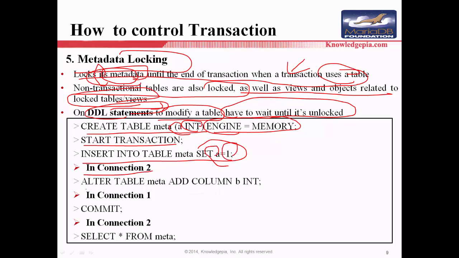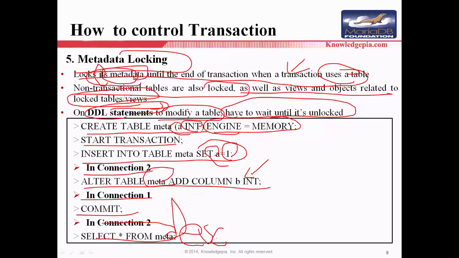In connection 2, alter table meta add column B integer. I want to add another column to this table meta. After that, in connection 1, commit. Then select from meta, or DESC table name. In my case, it's meta. Then you will find whether this column B was added or not.